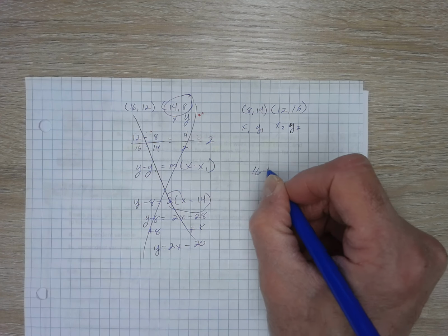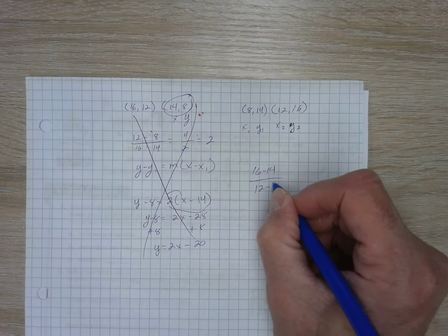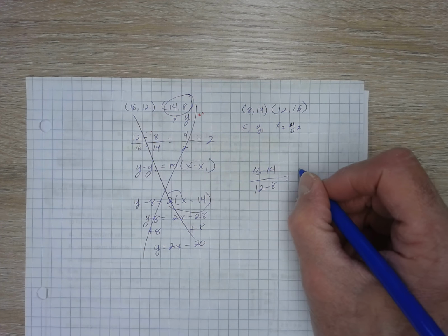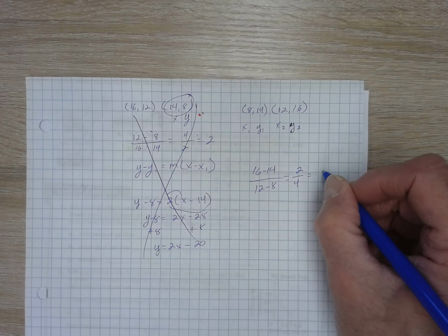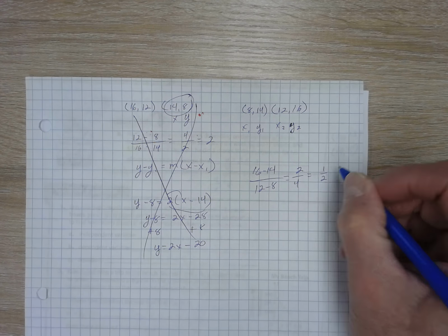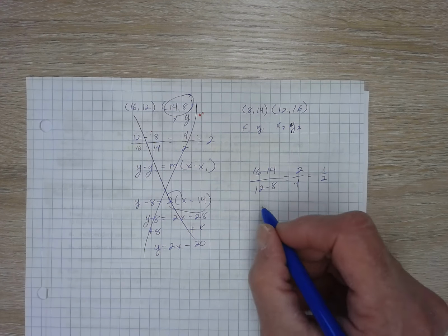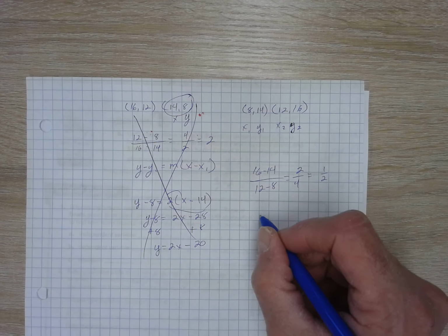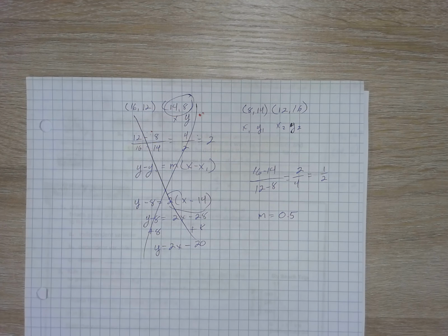So 16 minus 14, 12 minus 8. That's 2, that's 4. Simplify this guy, 1/2. So the m equals 0.5. Okay?